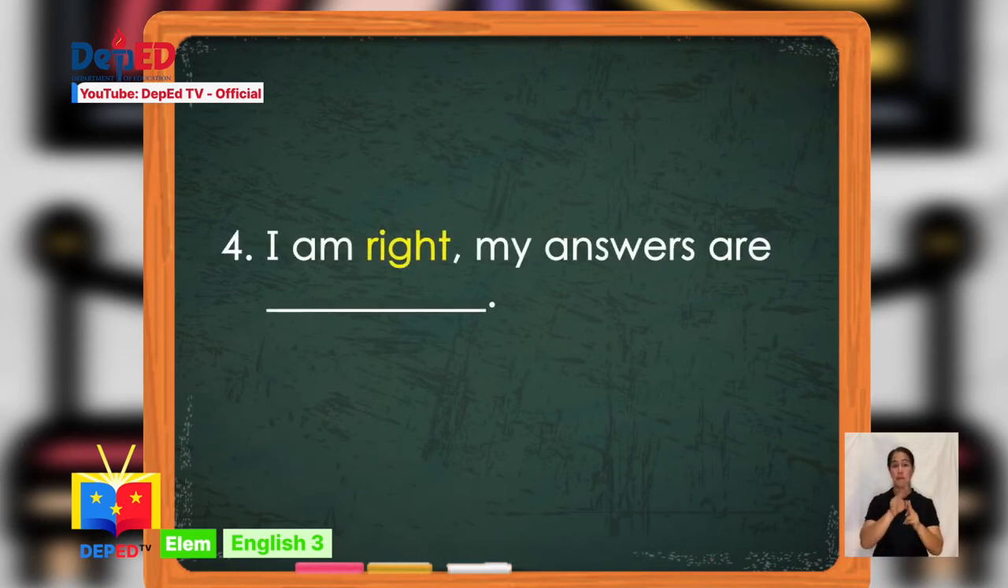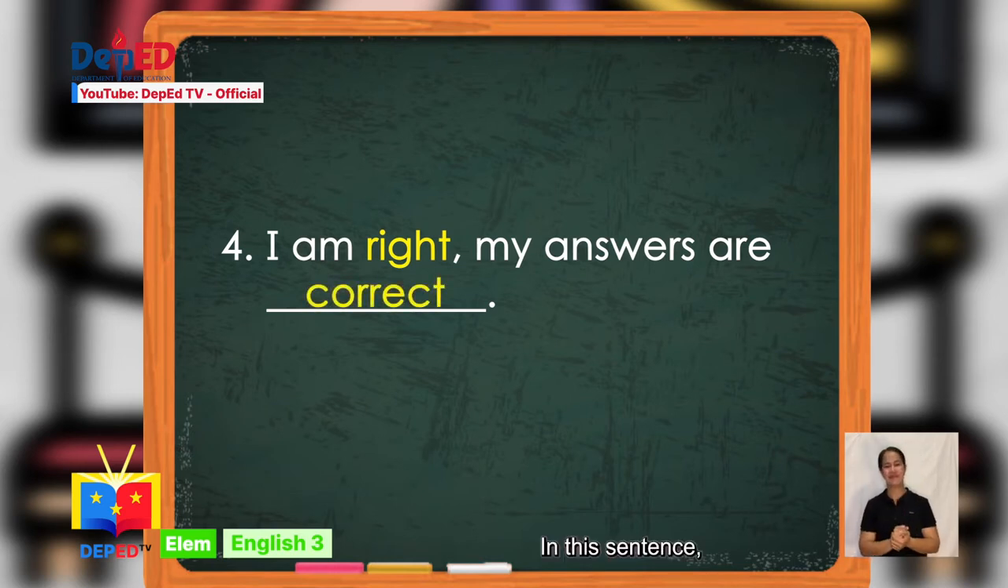Number four, I am right. My answers are blank. I am right. My answers are correct. In this sentence, right is used to show affirmation and not direction.